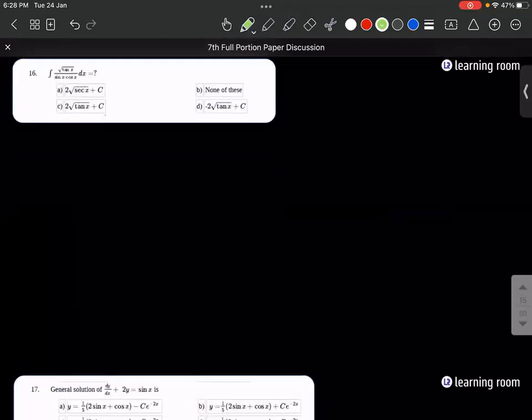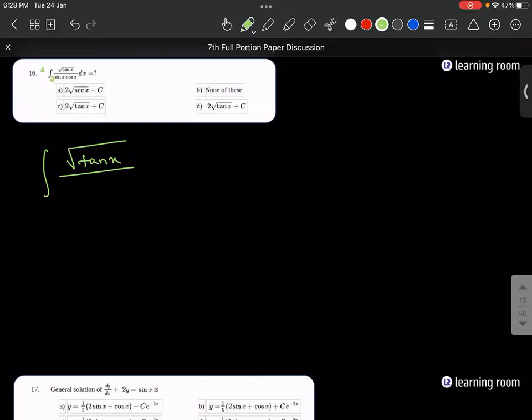So integral of root of tan x by sin x into cos x. Answer. Sir, is it A? 2 root tan x. C is given as the option. But how did you do? Root of tan x. Yes, sir, C only, sir. Sorry, I forgot the option.